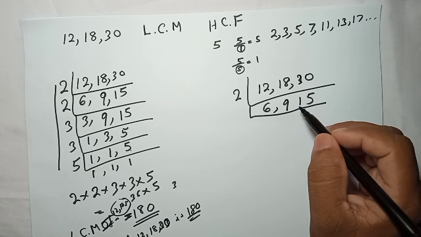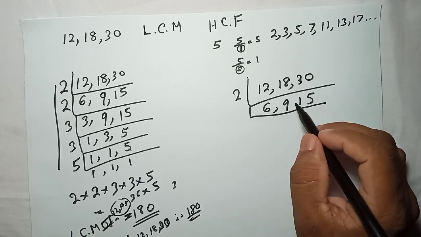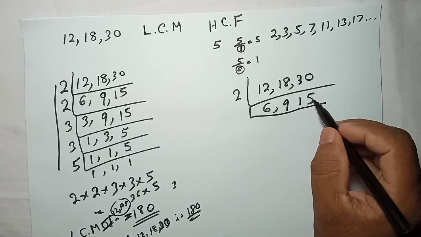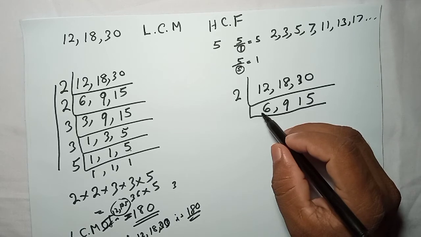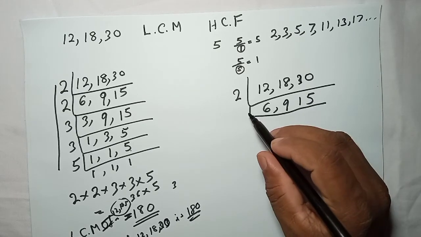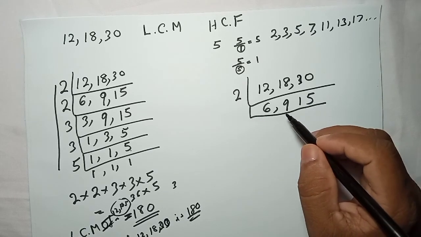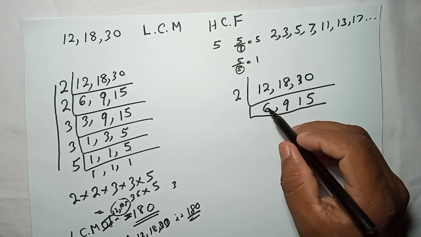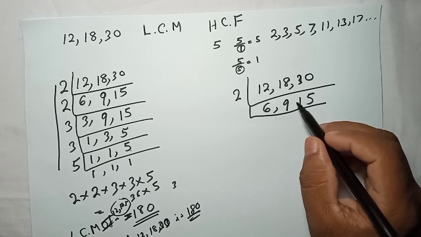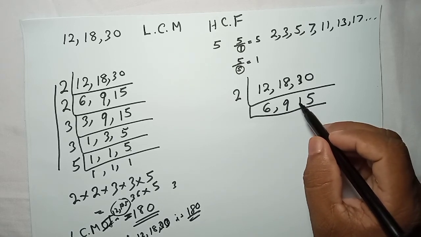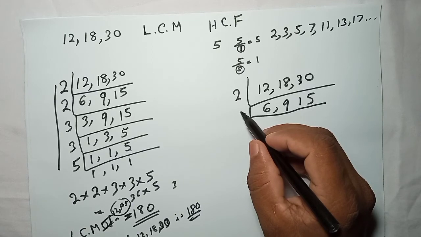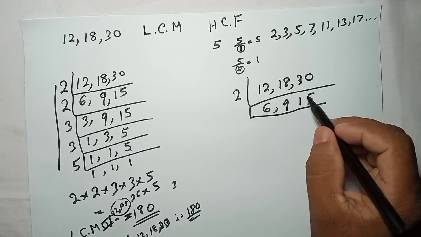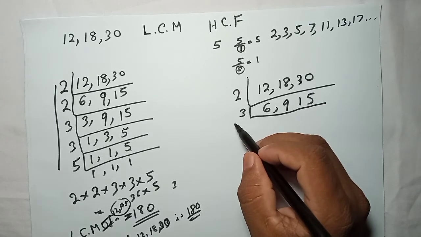When you find HCF, you have to check whether all these numbers, maybe you have 2 numbers, 3 numbers, 4 numbers, all must be divisible by that. Otherwise you can't divide by that prime number. So here by 2 you can divide 6, but you can't divide 9 and 15. So that's why you can't apply 2 here. So you should divide by the next prime number. The next prime number is 3. By 3 you can divide all 3. So you should start dividing by 3.